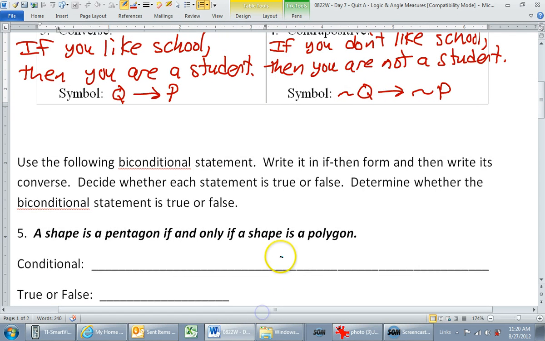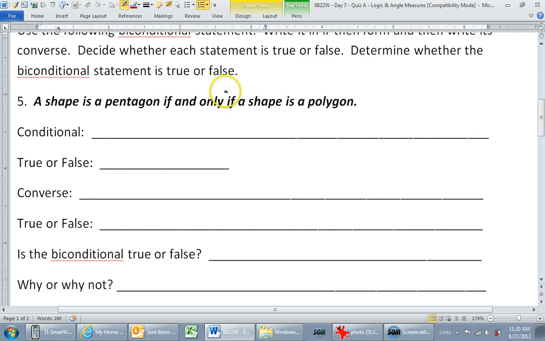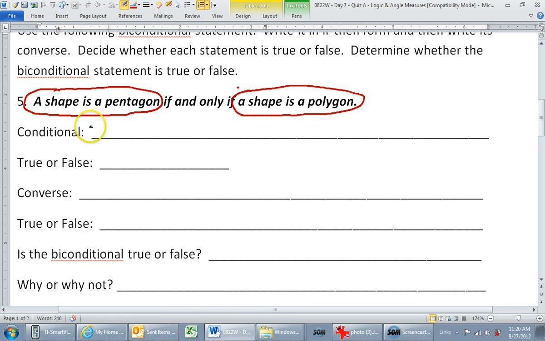Use the following biconditional statement. Okay? We know that a biconditional involves this if and only if. So this is a biconditional. Now we're supposed to take this and turn it into an if-then statement. So look, here I have my hypothesis. The shape is a pentagon. And here's my conclusion. A shape is a polygon. Okay, so my conditional would be something like this.